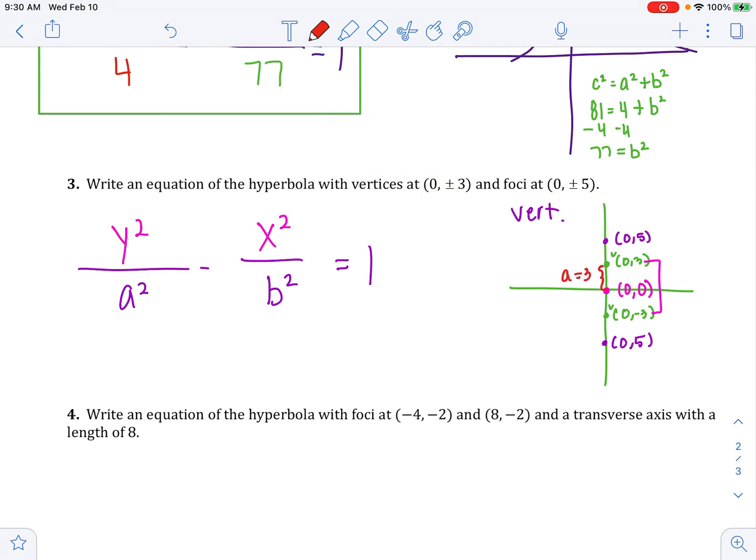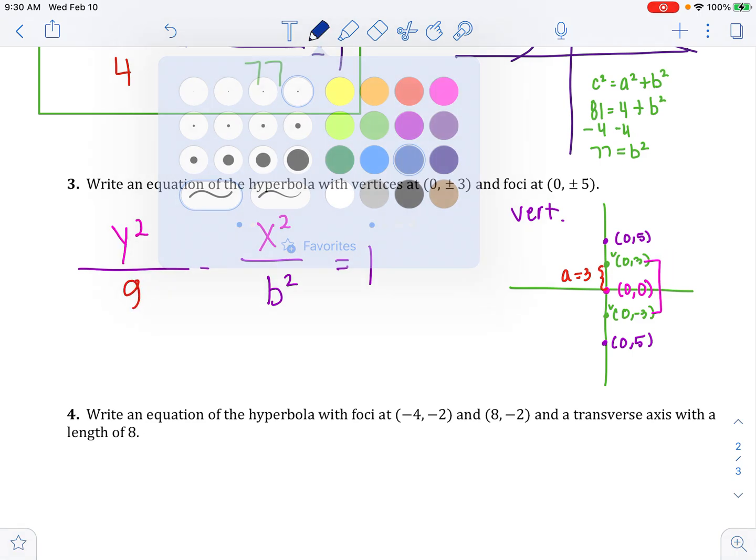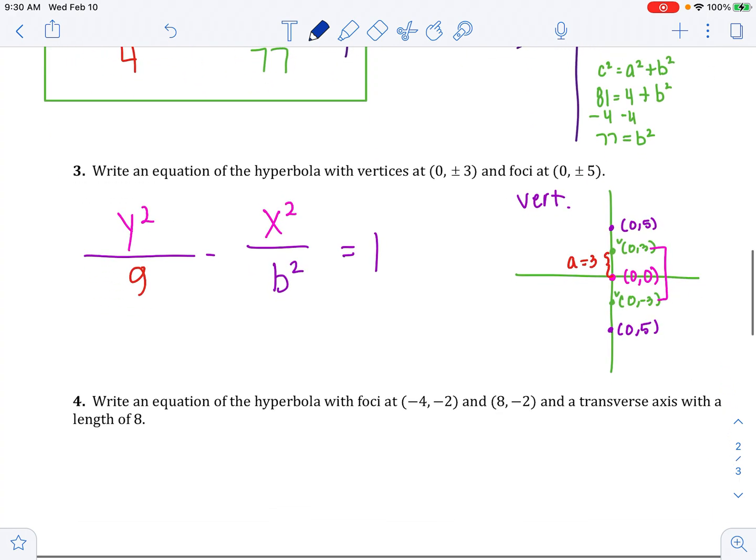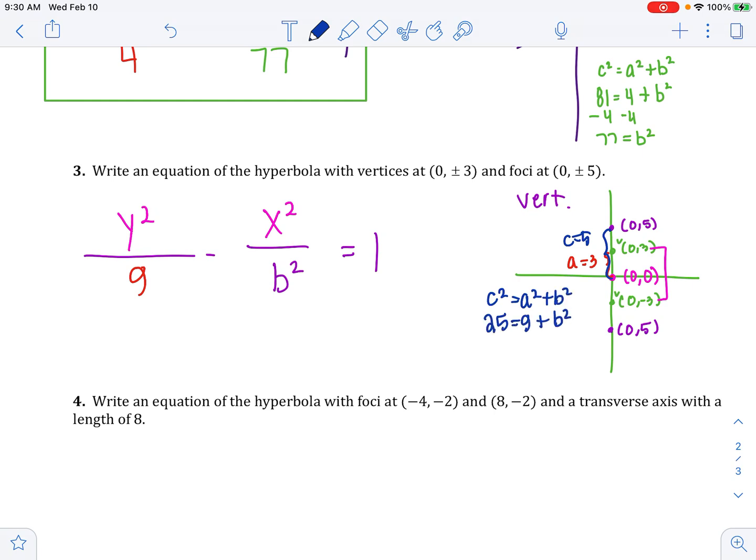All right, now I'm going to get A. A is the distance from the center to a vertex, so A is 3. So this is 9. And now I'm going to get B by using C. C is 5. That's this distance. And then C squared equals A squared plus B squared. So 25 is equal to 9 plus B squared. Subtract 9. And we have 16 is equal to B squared.